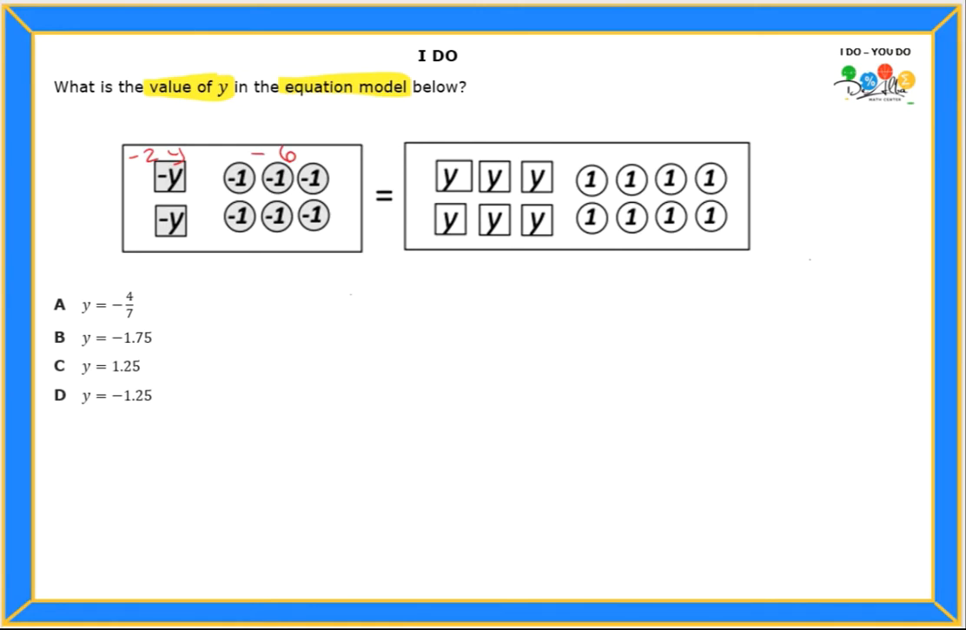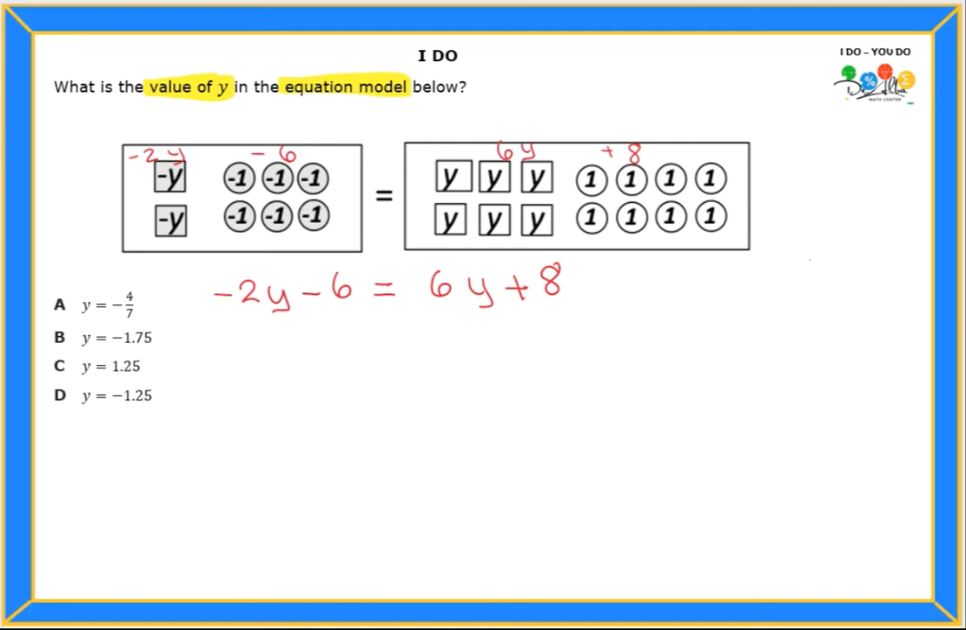On the right side, I see more y's, but they're positives, and I see 6. So I will write down 6y, okay? Then I see the units, and they're 8, and they're positives. So I write positive 8. Now with that, I can come up with my equation. So my equation is going to be negative 2y minus 6 equals 6y plus 8.